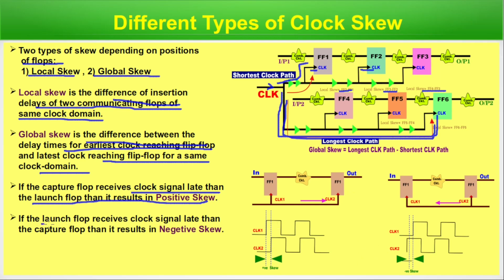And if the launch flip-flop receives the clock signal later than the capture flip-flop, then it is negative. This is the launch flip-flop, the capture flip-flop. The launch flip-flop is basically getting the clock signal late, so the capture flip-flop is getting the clock signal earlier, that is negative skew. So we know now there are 4 different types of clock skew: local skew, global skew, and positive and negative skew. So we are done with this slide.